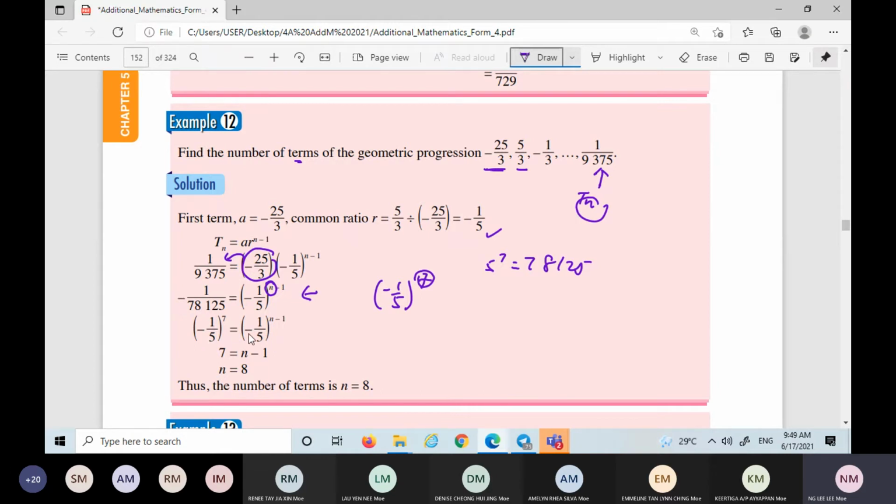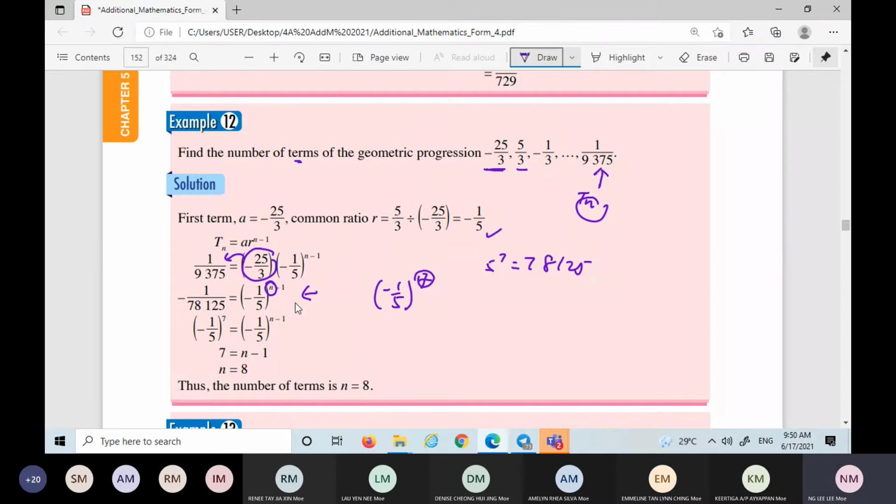This one you have learned during your chapter 4, I think. So the base is the same, therefore you can compare the index. Don't go and cut this. Not cutting this, you're comparing the index only. Therefore, n minus 1 is 7, so n is 8.